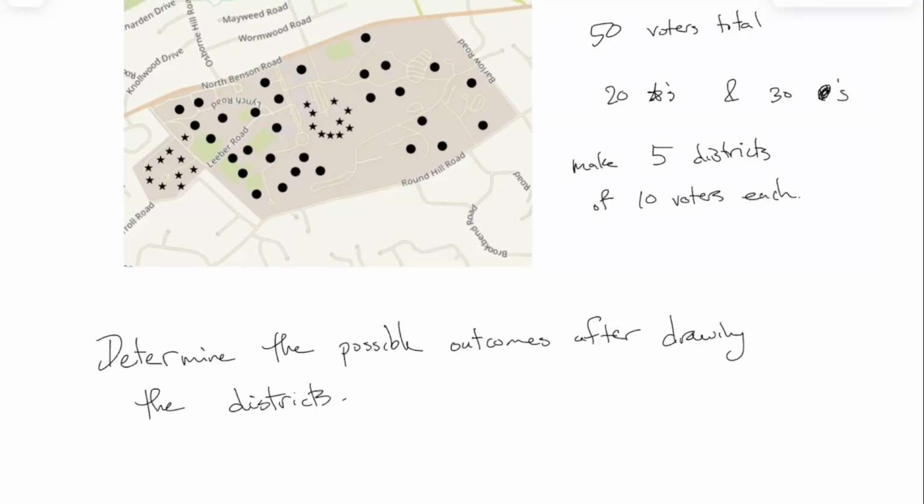What I mean is there's going to be 5 districts. Is it possible, for example, that the circles win all of them? Is it possible that the stars win all of them? Or can it go 4 circles and 1 star? That kind of a thing. That's what I want to think about first. That's what I mean when I say determine the possible outcomes after drawing the districts.